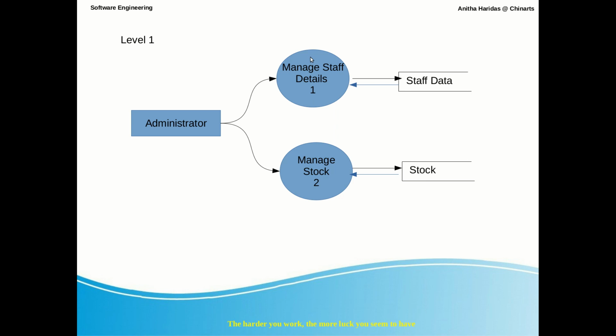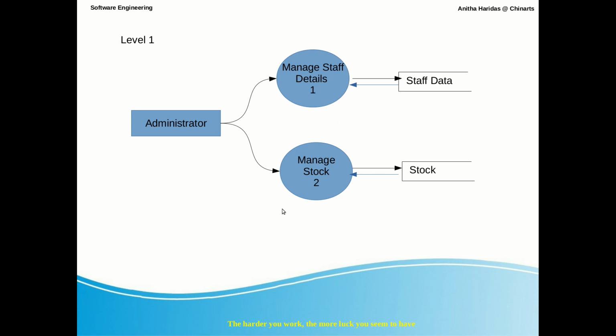Now when I see this managing staff details, I may have sub processes like adding the staff details, updating the staff details, or generating reports of the staff available in the organization. If this is the case, the process can be decomposed further into sub processes. So I will be taking the sub processes into the next level.